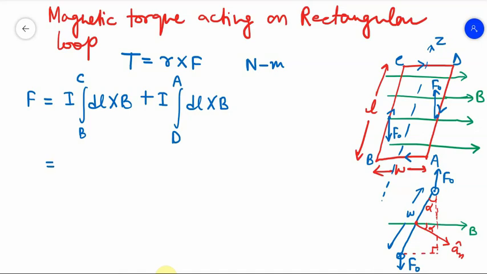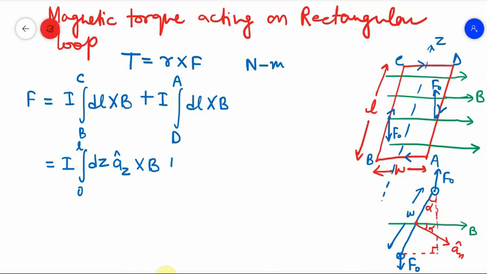Now if we write it more clearly, since these two sides are parallel to the z axis, in place of dl what will we write? dz. Since these two sides BC and AD are parallel to z axis, dl will be along z axis, so we can write I dz, unit vector Az cross B, and this BC side is extending from 0 to L because the whole length is L.